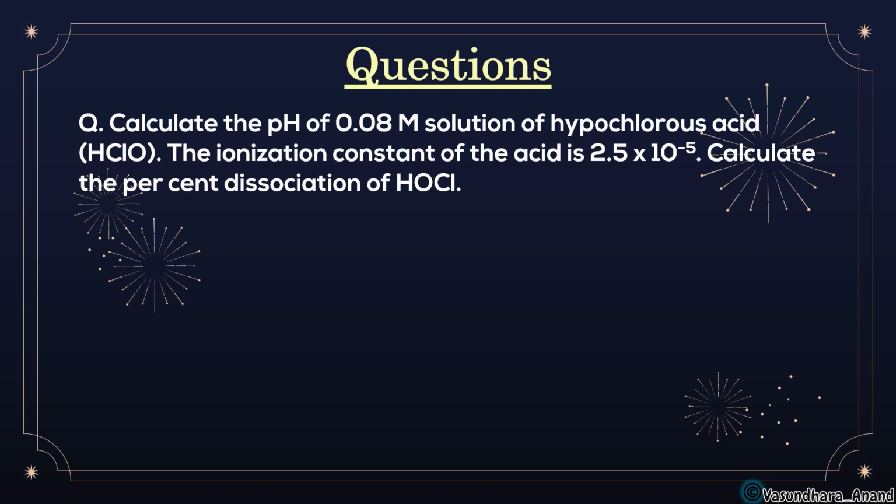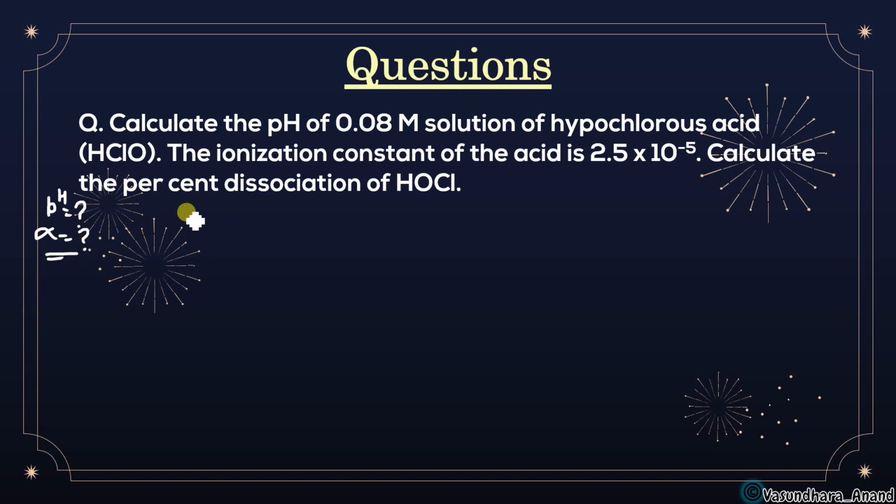Calculate the pH of 0.08 M solution of hypochlorous acid. The ionization constant of the acid is given. Calculate the percent dissociation of HOCl. So you have to find pH. You have to find alpha.